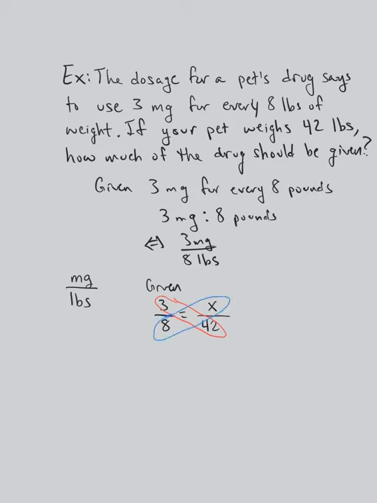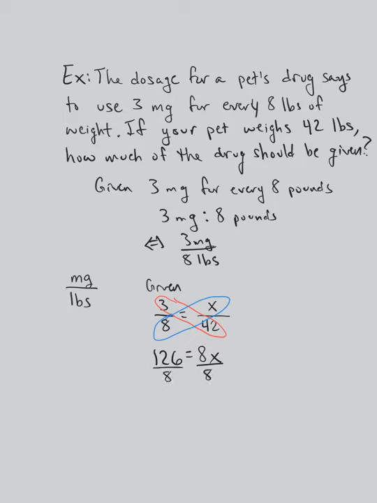Okay, we need to look at our cross products. The thing is, for the one in red, we need to do 42 times 3, right? And that's what I was starting to do on my calculator too early. That's 126. So for my first cross product, I have 126. For my second one, I would have 8x. Okay, like that. And then I would just divide by 8.